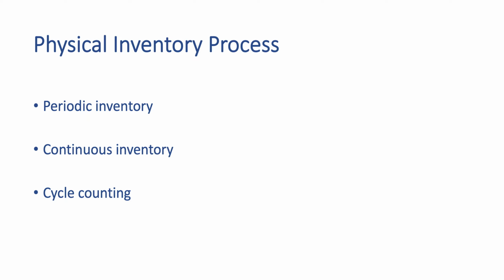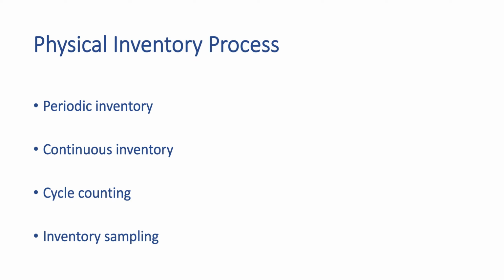This method involves counting inventory at regular intervals throughout the year. Typically, materials that move quickly through inventory are counted frequently, while those that stay longer are counted less often.